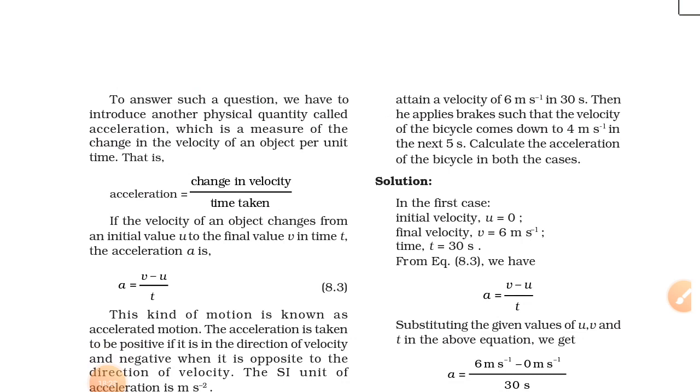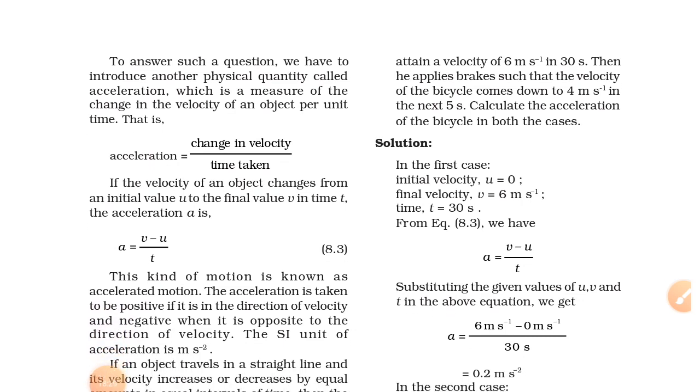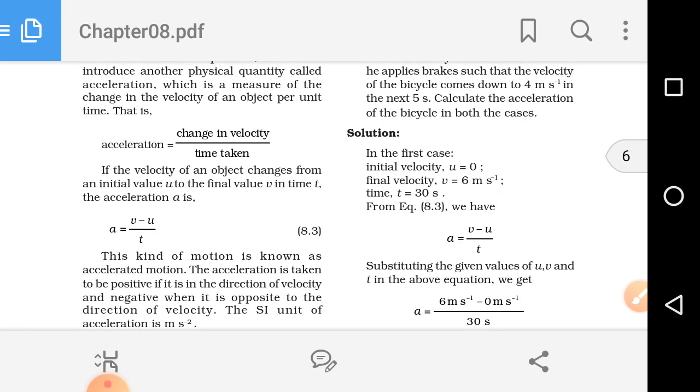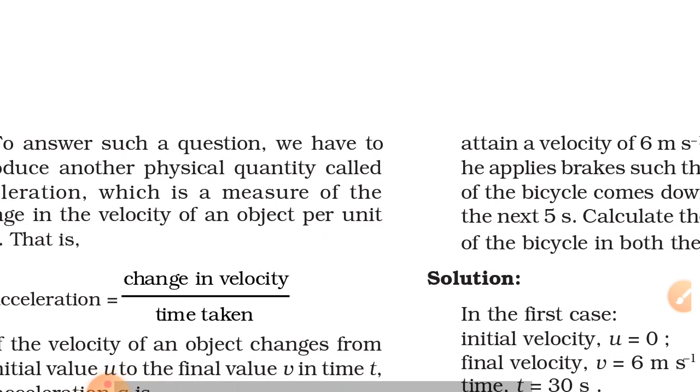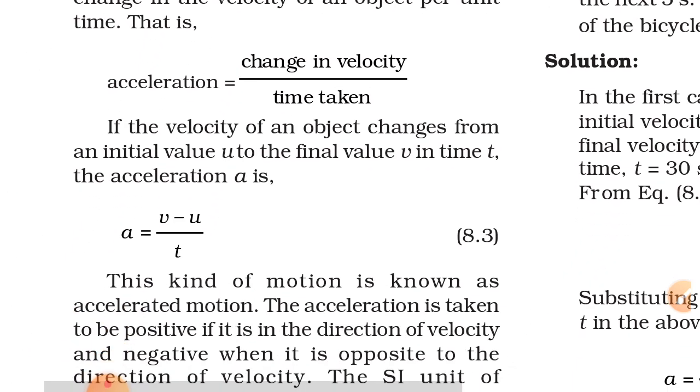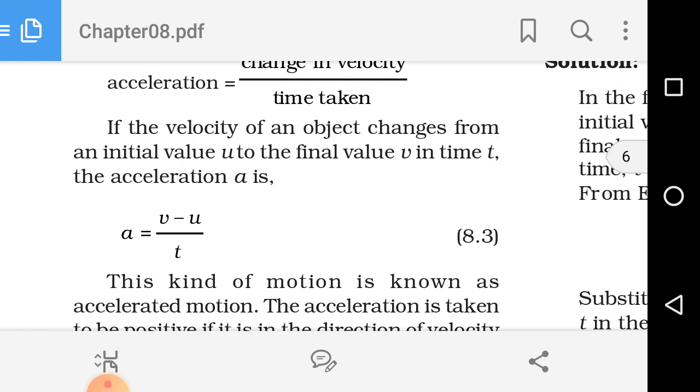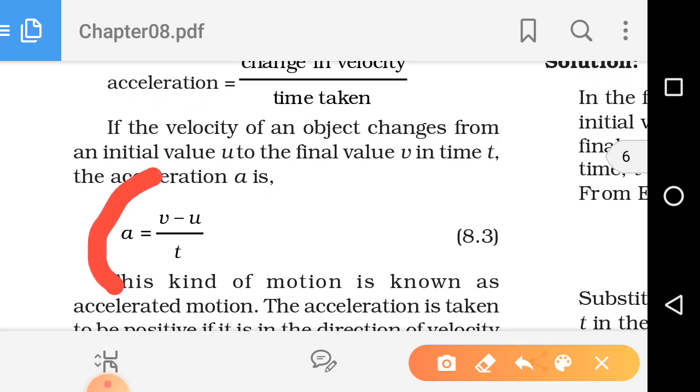Okay, please look into your textbook. Here you can see acceleration means change in velocity divided by time taken. That's why we call it rate of change of velocity. The equation is given over there: a is equal to v minus u divided by t. Can you see this equation? a is equal to v minus u by t.